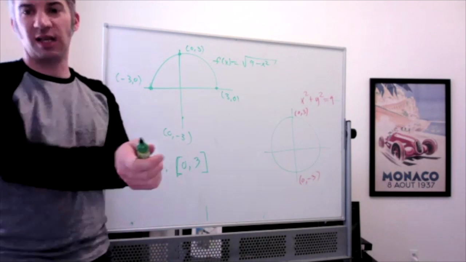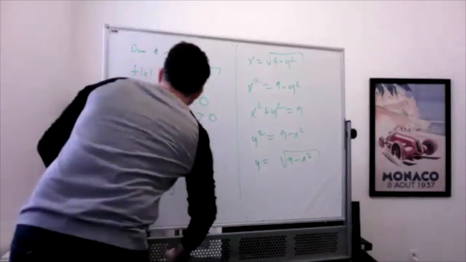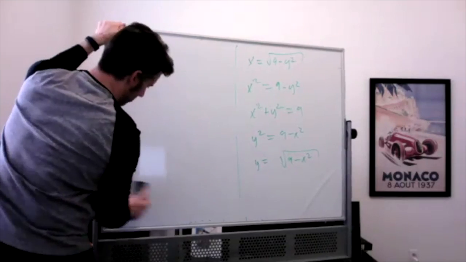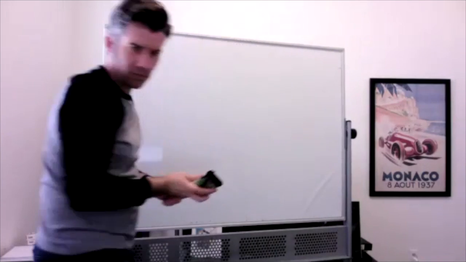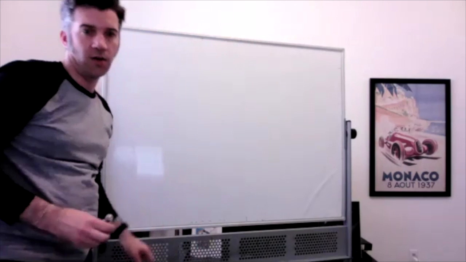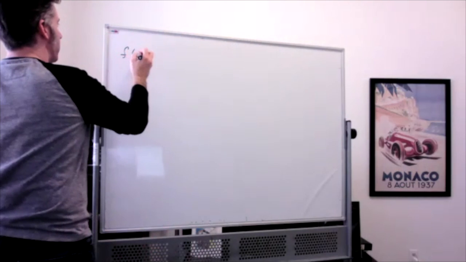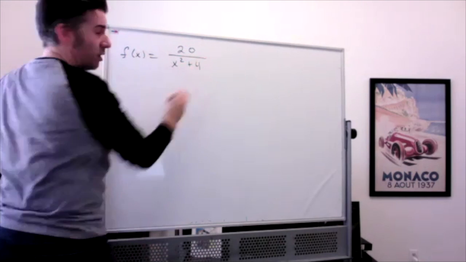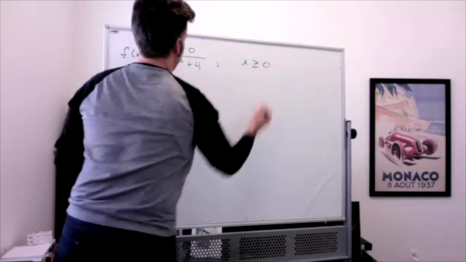Let's look at this next one. This next one's a little bit trickier. So this next one is the following. Find the domain and range of f of x equal to 20 over x squared plus 4 when x is greater than or equal to 0.